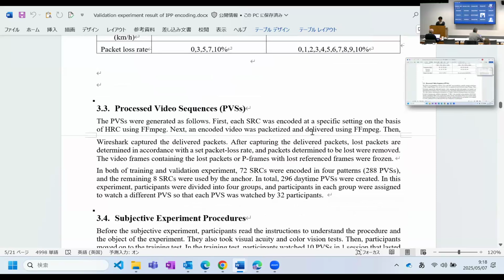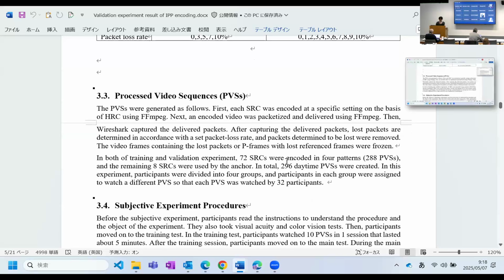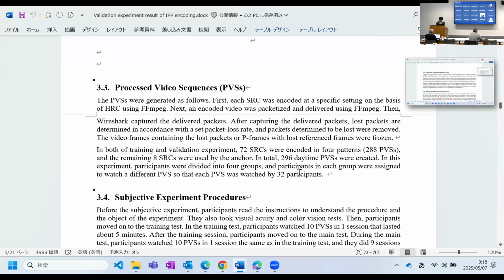Then we show the processed video sequences. In both training and validation experiments, 72 SRCs were encoded in 4 patterns, and 8 SRCs were used as the anchor. In total, 296 daytime PVS were created and tested in this experiment.